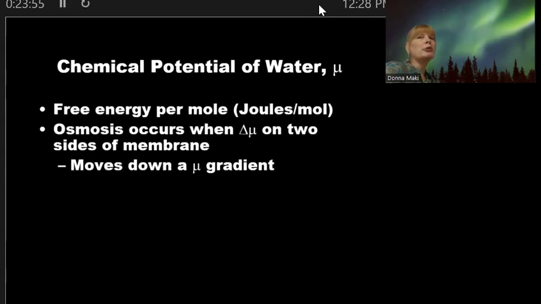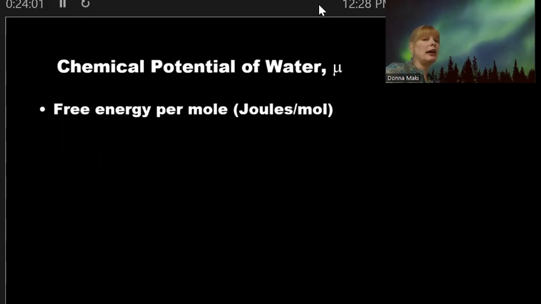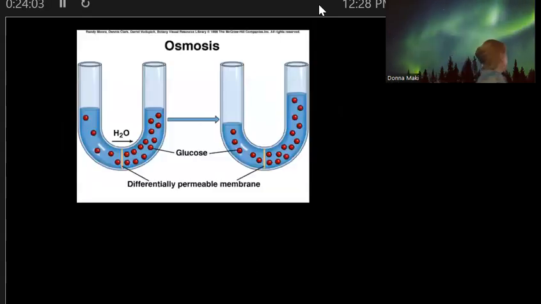Then you would say water moves down a gradient from high chemical potential to lower chemical potential. And because we said that there's a higher chemical potential of water on the left, it's going to move from high to low. And that's another way to describe how water is going to move in this particular scenario, okay?